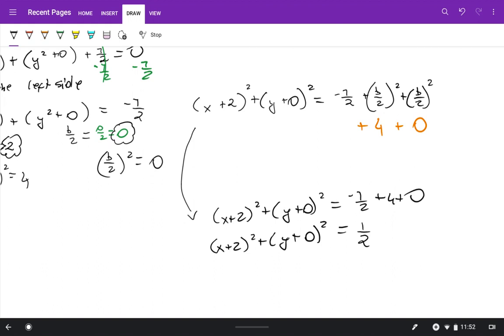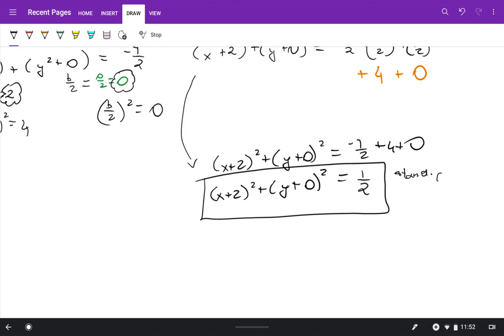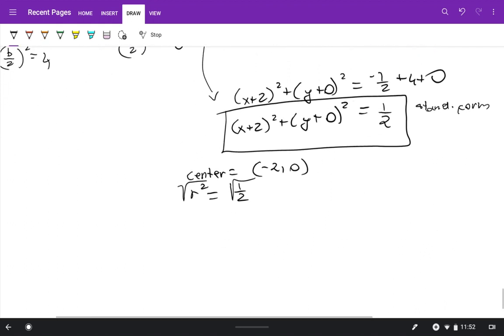Okay, and if I ask you, so this is the standard form. If I ask you what is the center, you can quickly answer that the center is negative 2 comma 0, and radius squared is equal to 1/2. So to find the radius, you will need to take the square root of that. So r is equal to square root of 1 divided by square root of 2. So this is 1 divided by square root of 2.